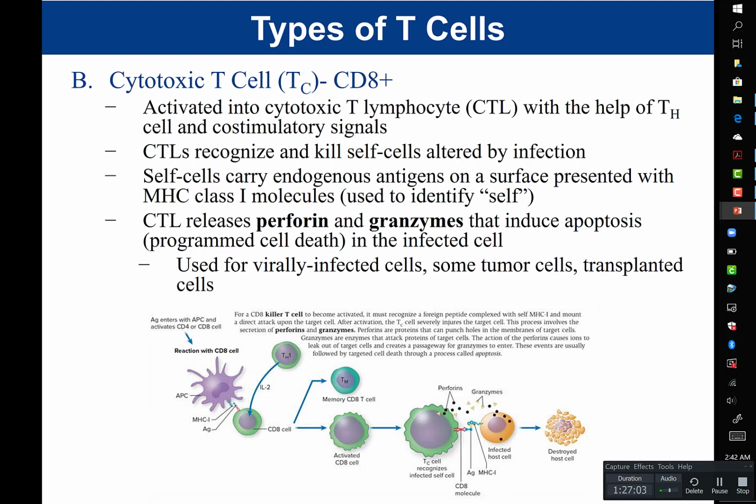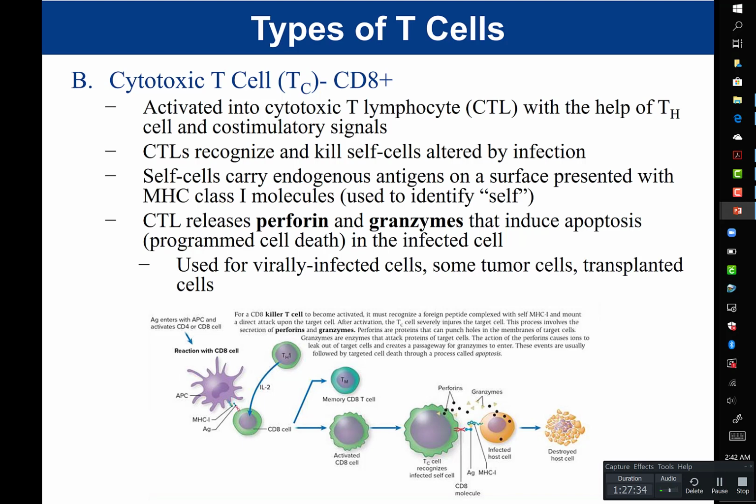So what's going to happen is when this binding occurs, the cytotoxic T lymphocyte is going to release what is called perforin and granzyme. Perforin is going to perforate, or put holes in, the membrane of the infected host cell, and the granzyme is going to induce apoptosis, which is programmed cell death, in the infected cells. So this infected host cell, when it's being bombarded with perforin and granzyme, is going to undergo apoptosis.